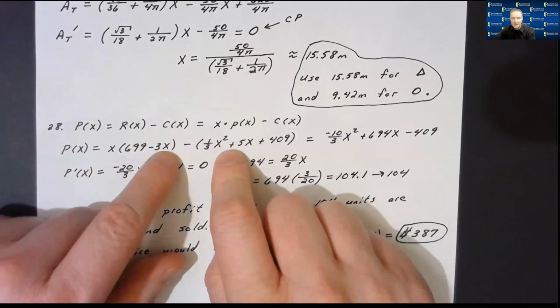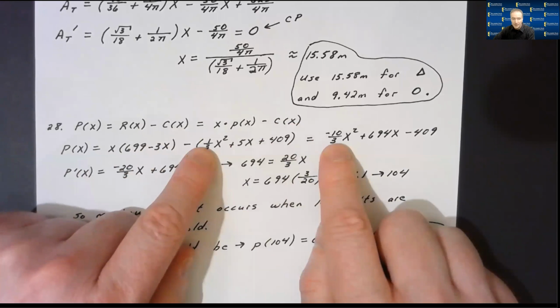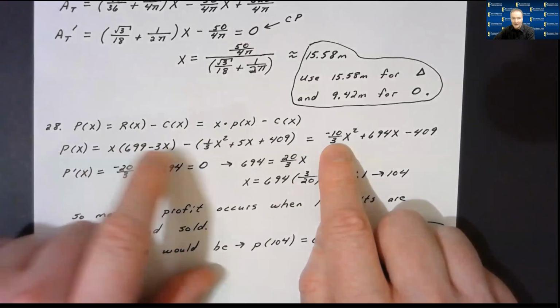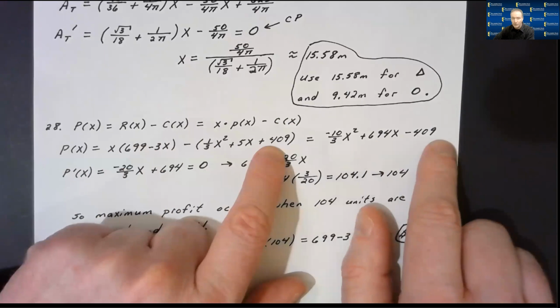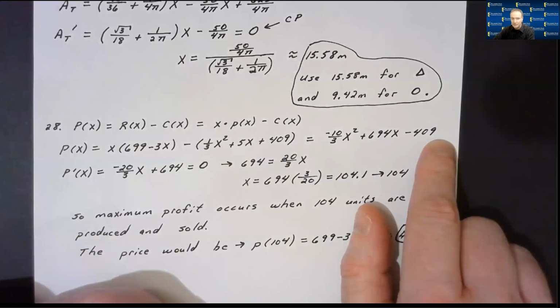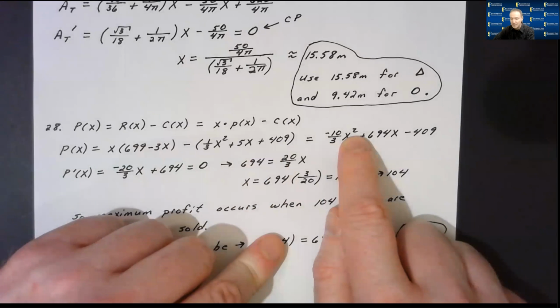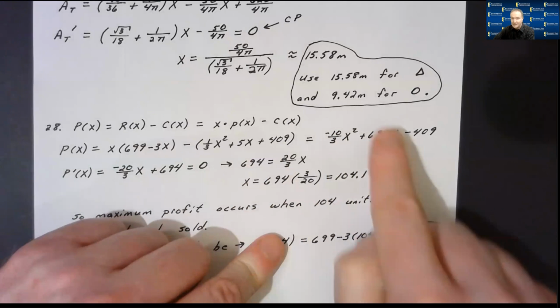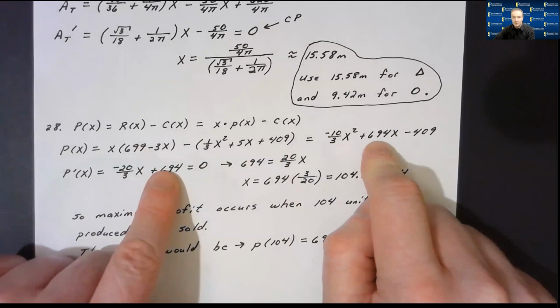Now, when I simplify this, I would get negative 3x squared minus 1/3 x squared, which gives me negative 10/3 x squared. I'd have 699x minus 5x for 694x. Then I would have minus 409. Now, similar to the last problem, this is going to be very easy at this point. You might ask, what do you mean it's going to be very easy? It's a negative quadratic. Every single negative quadratic in existence has a critical point that's going to yield a maximum. So all I have to do is take the derivative, find that critical point, and that's going to be the point that maximizes profit.